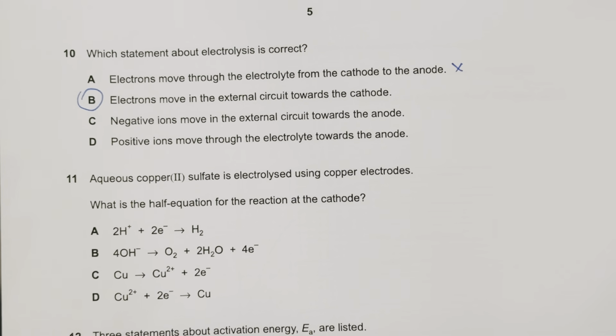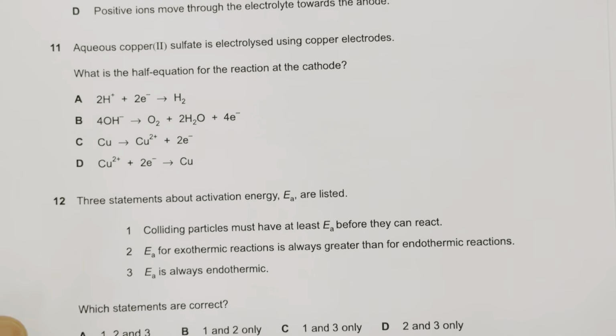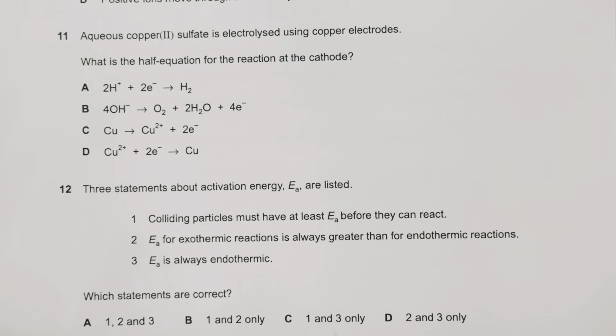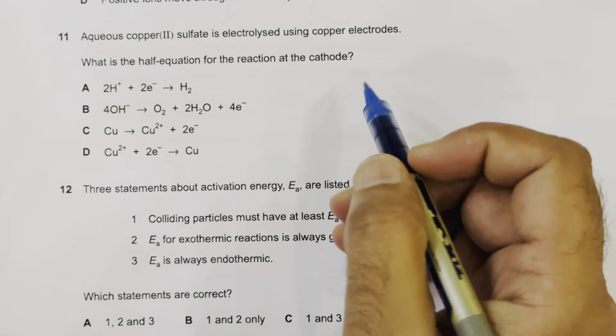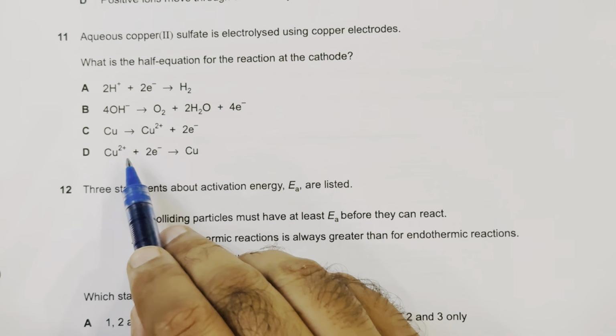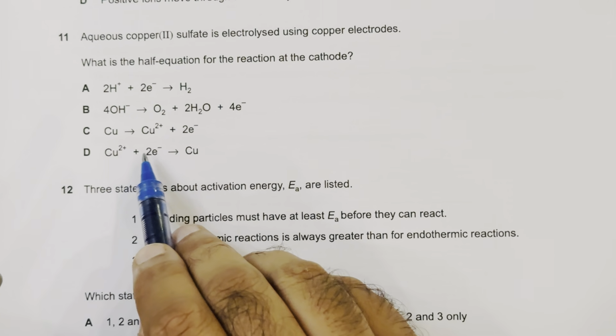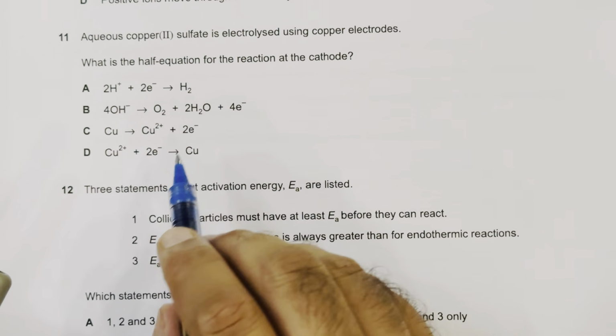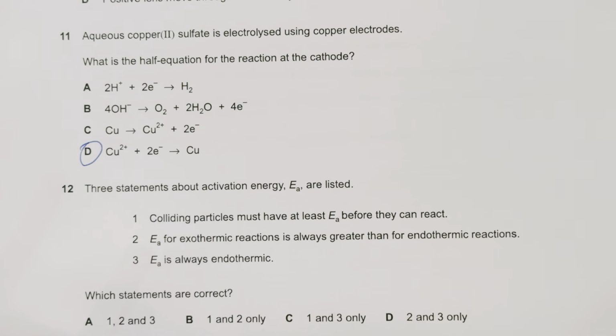Moving to question number 11, aqueous copper sulfate is electrolyzed using copper electrodes. What is the half equation for the reaction at the cathode? We can see from the given options. Using copper electrodes, copper will gain 2 electrons, so it will be reduced. So D option is the right option.